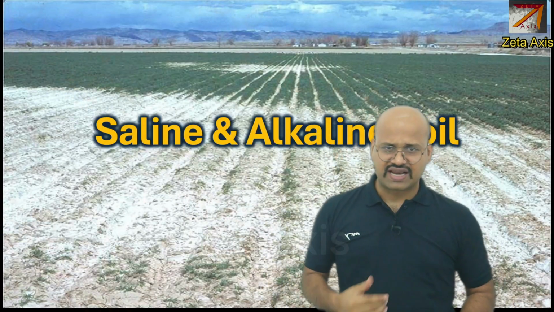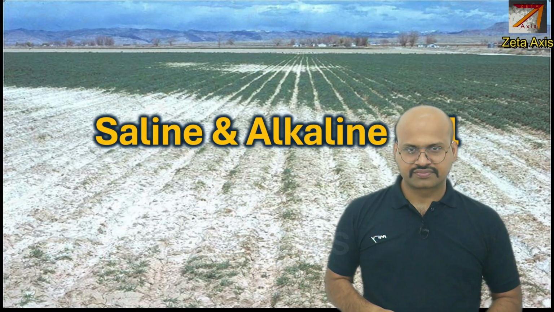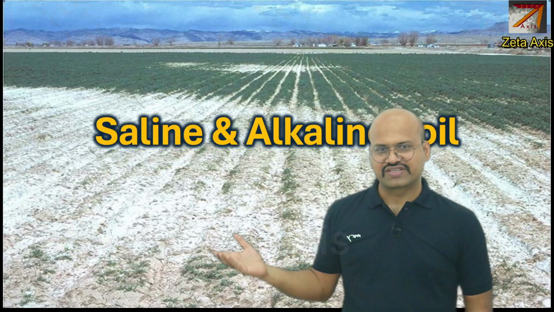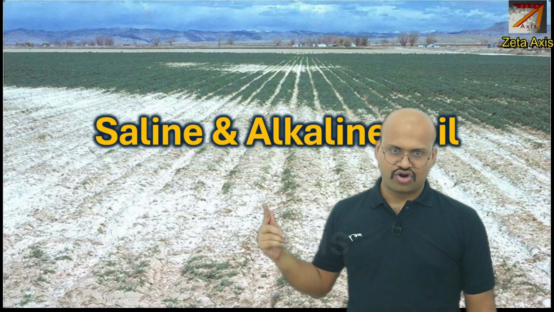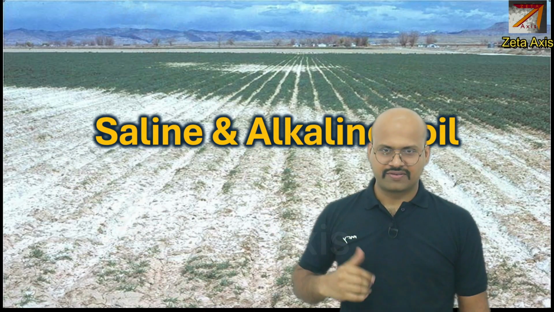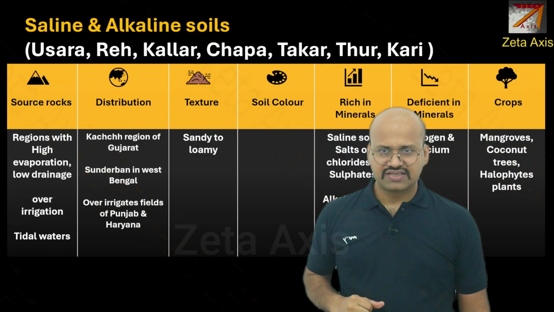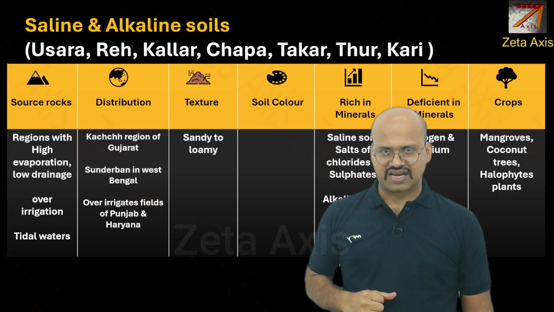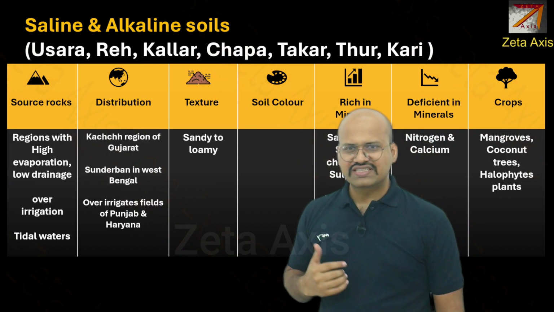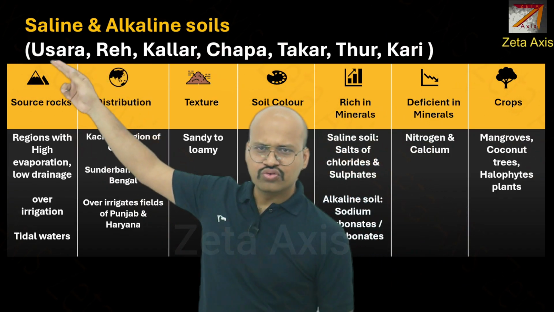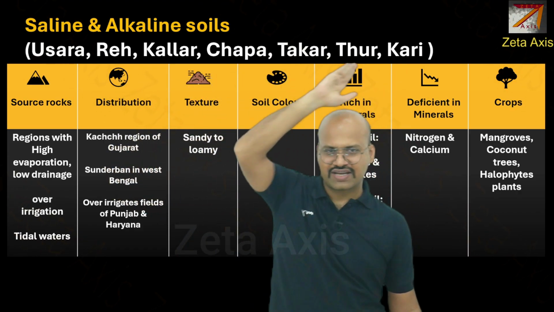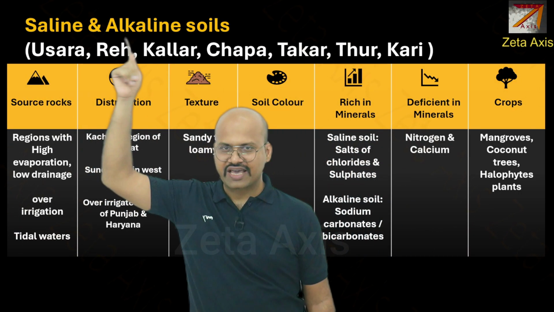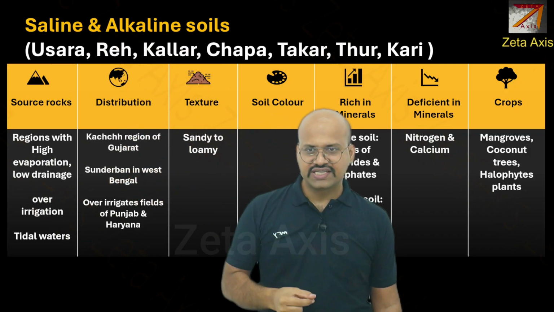Now let's see saline and alkaline soil. Here we can see an example of saline and alkaline soil, where there is a salt layer on top of the soil. Let's see the characteristics of saline or alkaline soil. Saline and alkaline soil is also called Usar, Reh, Kallar, Chopan, Thur and Kari. These are various names of saline soils in different regions.